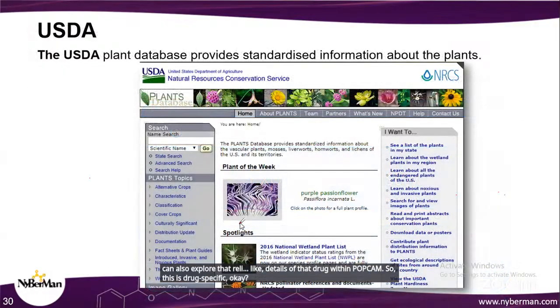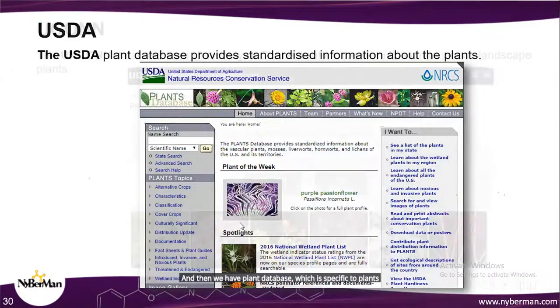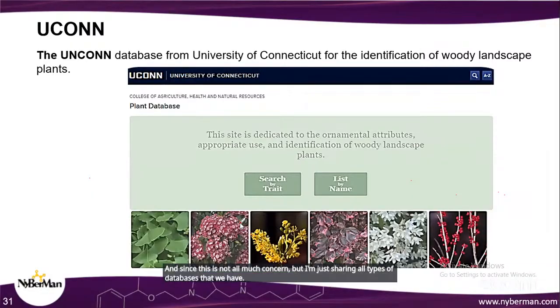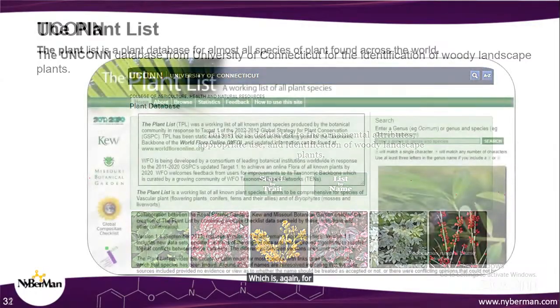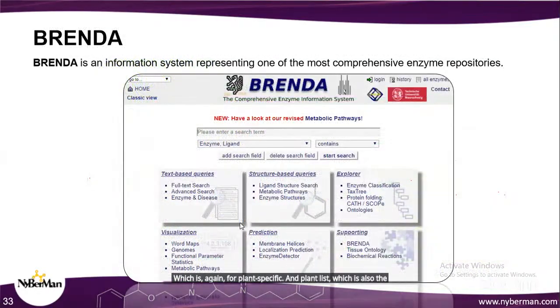Then we have plant databases, which are specific to plants. This is not our main concern, but I'm just sharing all types of databases that we have, and this is not the complete list. Then we have another database which is again plant specific, and a plant list, which is also plant specific. So whoever is interested in plant genomics can proceed with this type of database.